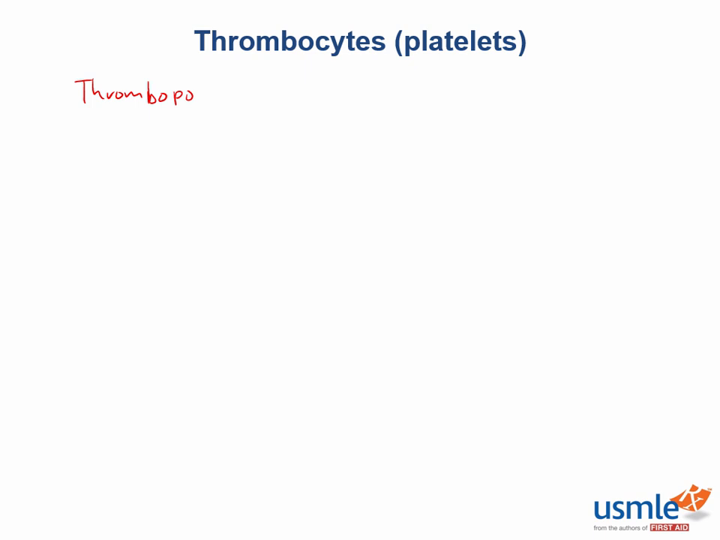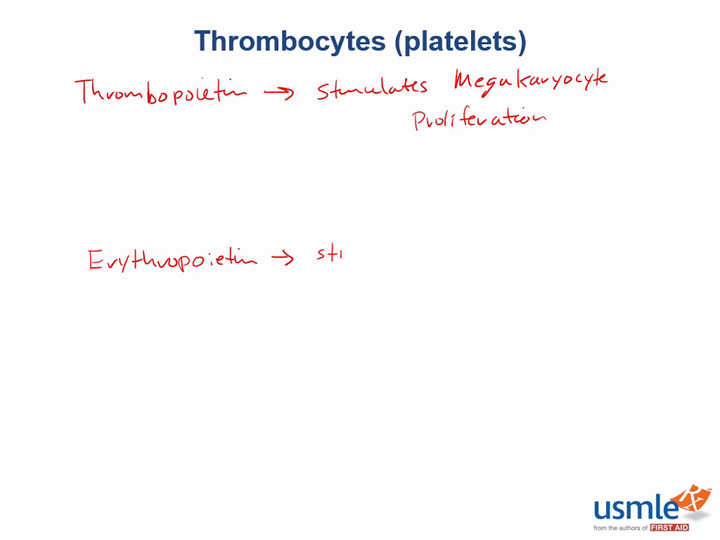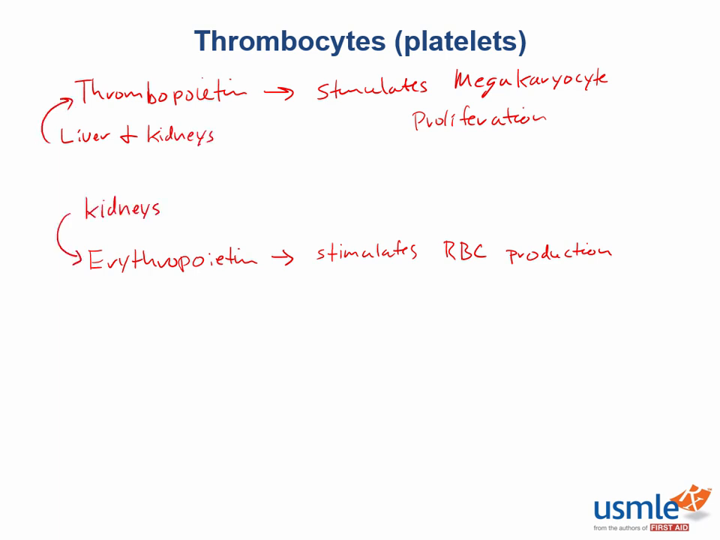Now the last good thing to know about platelets is that thrombopoietin stimulates megakaryocyte proliferation. This is similar to erythropoietin stimulating red blood cell production. Some important differences here are that erythropoietin is made predominantly by the kidneys in adults, while thrombopoietin is made by both the liver and the kidneys in adults.